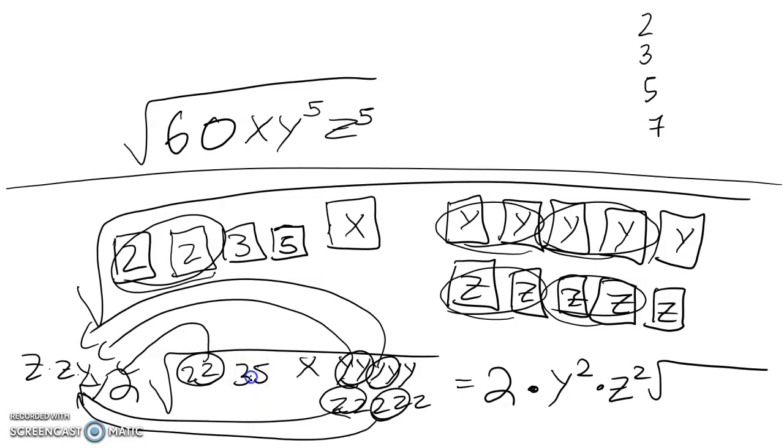Now underneath, we have 2 numbers underneath our square root. If we have 2 numbers underneath the square root, we have to multiply those as well. So I'm still remaining with that 3 and 5. I'm going to multiply those together to get 15, with the x and the z still remaining.